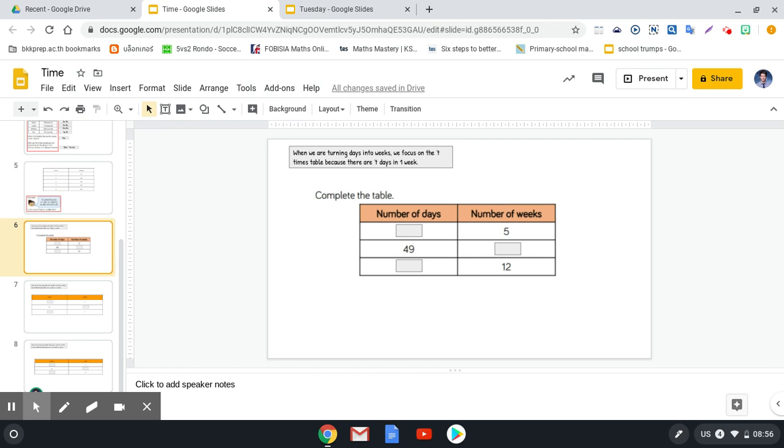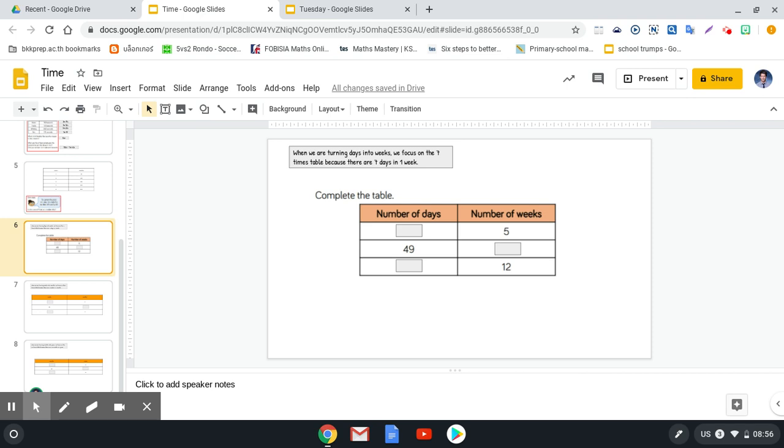Now for the next activity, you're going to have to compare units of time. Now to do this, you need to be able to convert between days and weeks and months and years. So I'm going to demonstrate a few of these in order so that you can convert them to help you with the next challenge. So we're going to start off by converting number of days into weeks.